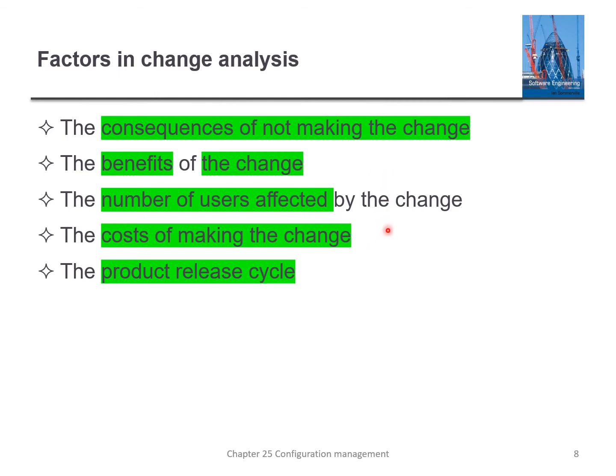If the number of users affected is very small and the benefit is not that high, maybe they will postpone the request for changes approval to see the cost, and they will also look at the product release cycle. Maybe if the company is almost reaching the deadline to release the system, the request of change will be postponed first. Compared to if they have longer time before the software is released, maybe they would consider the changes.